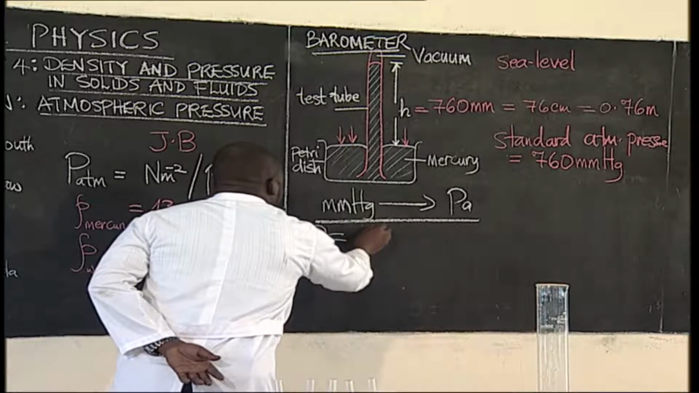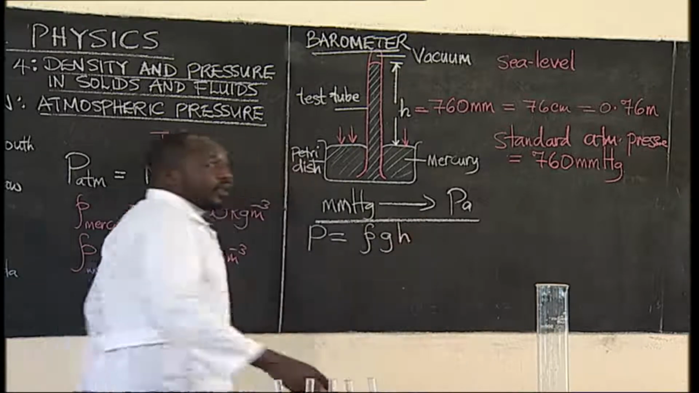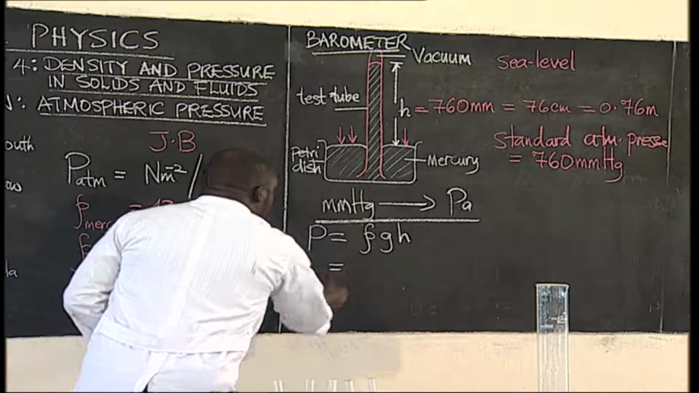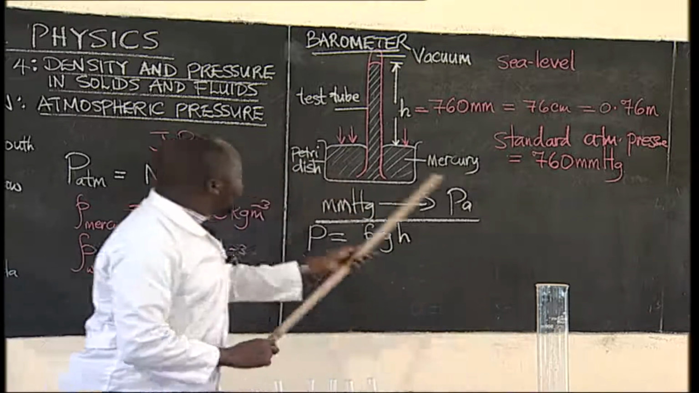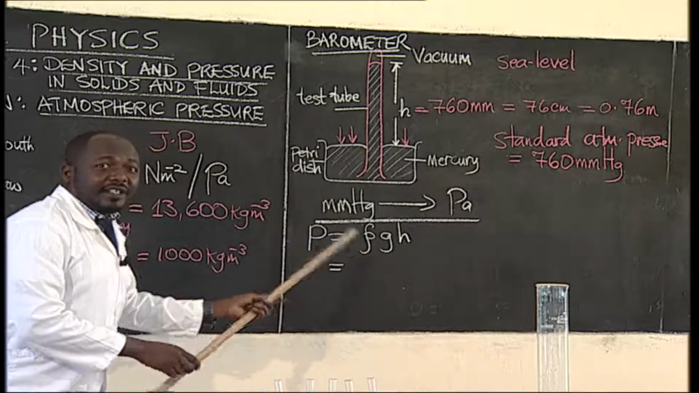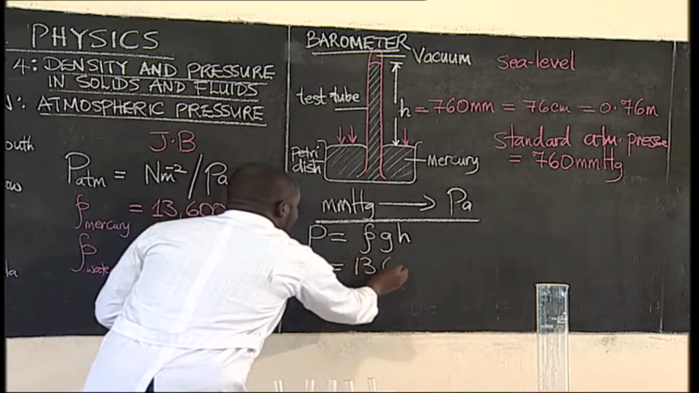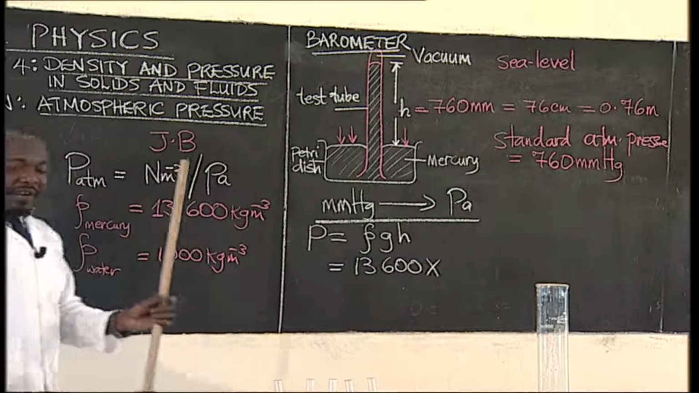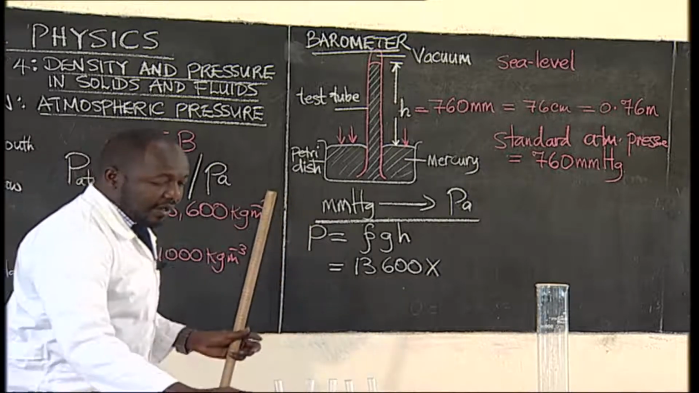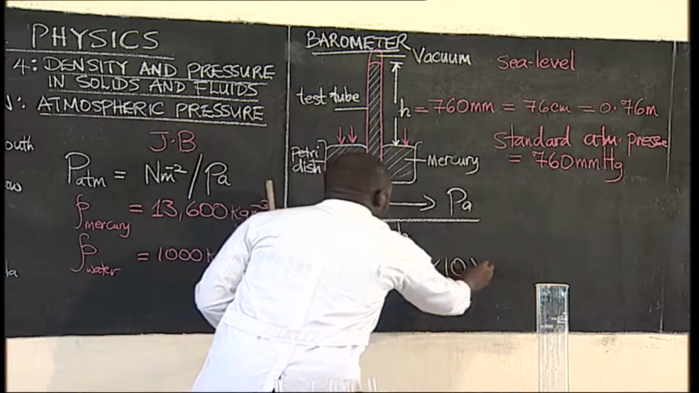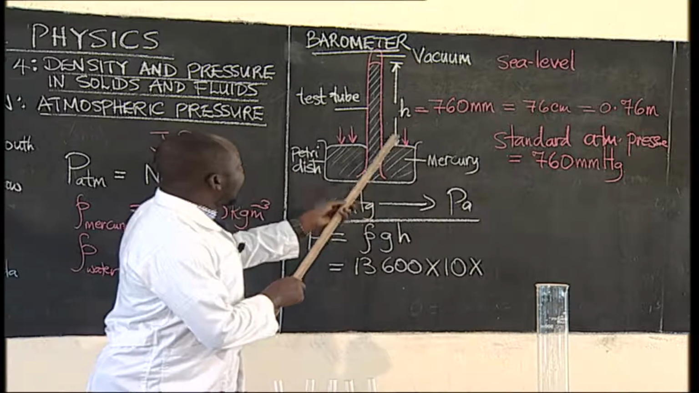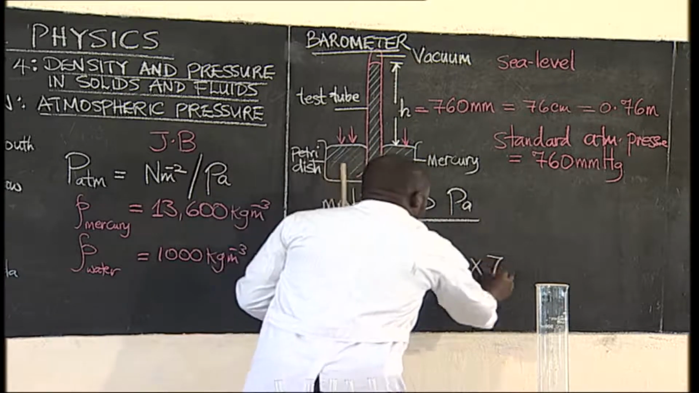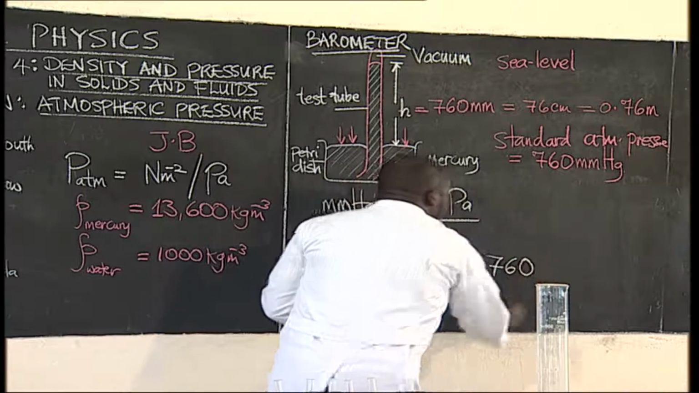Pressure is given as rho g h. Do you remember that formula? Yes. And so, rho, because here we are using mercury, so this is going to be the density of mercury, which is 13,600, times g. What's the value of g again? The value of g is 10. So we are going to multiply this by 10 times h. Standard atmospheric pressure, look at its value. It is 760. So we have 760 millimeters.